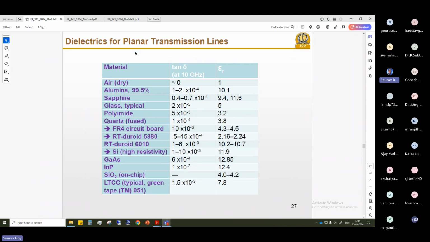Okay, so these are the different substrates you might know, and they are easily available on the internet. So you see RT5880 is a very good substrate, right? Its loss tangent is a great deal for design, because it actually says how much wave you are going to lose while propagating, right? That is what the loss tangent physically means. So the lower the loss, the better, right? So that is all there.